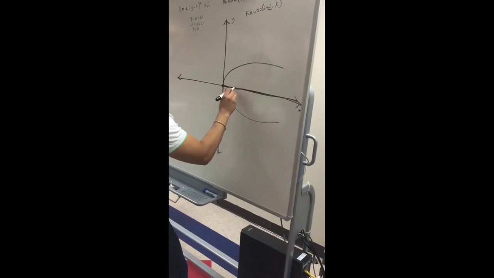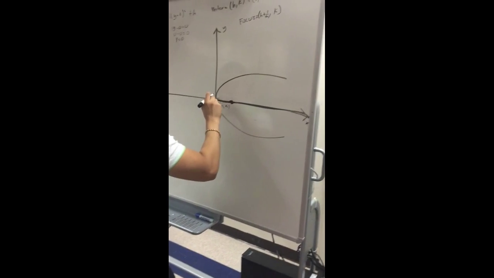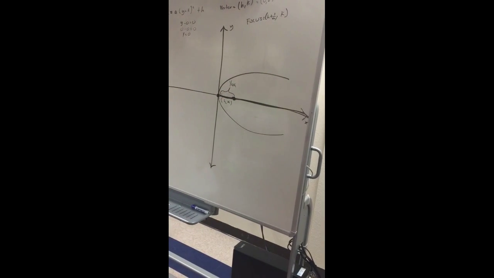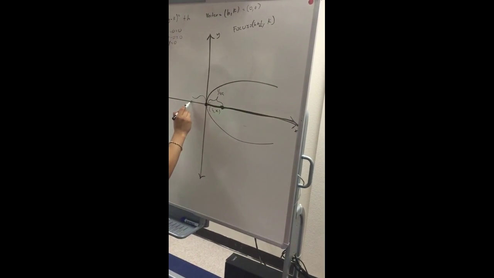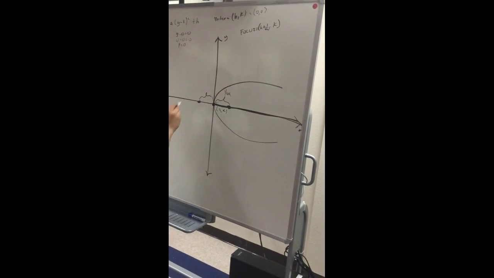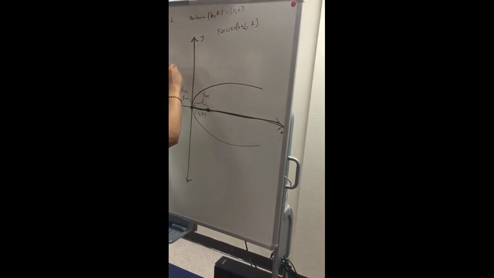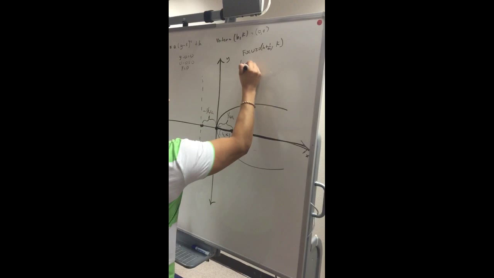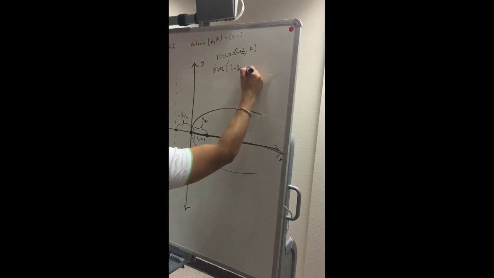So the distance from the vertex to the focus is going to be 1/4a, and for the directrix it's going to be the distance from here to here, which is negative 1/4a. So the directrix is going to be h minus 1/4a, and k.